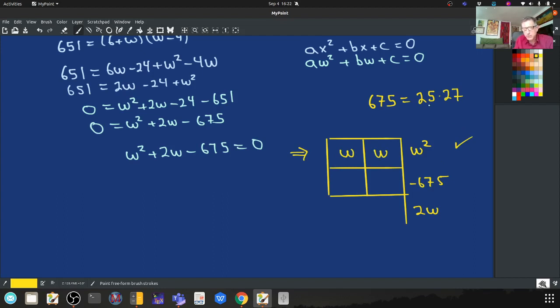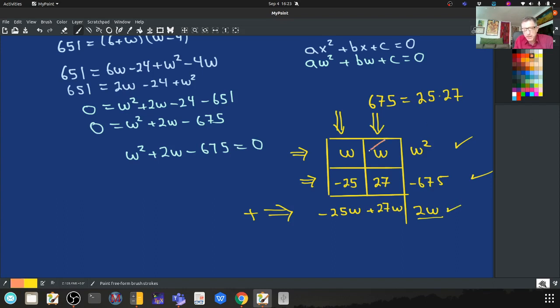Now I know 675 is equal to 25 times 27, but one of them has to be negative, because when I multiply them together I have to get negative 675. So I'm going to say minus 25 times 27 is minus 675. So that's satisfied. So we multiply that way. Now we multiply down. W times minus 25 is minus 25w. And w times 27 is plus 27w. And then the last thing we do is this is the addition one. And when we add these two terms, we have to get 2w. Indeed, 27w minus 25w is equal to 2w.